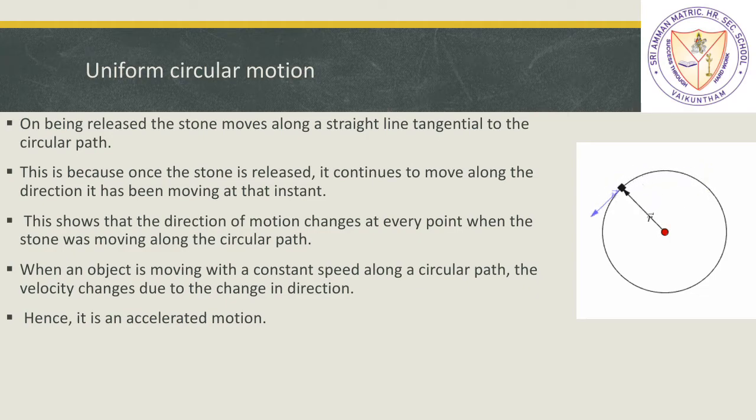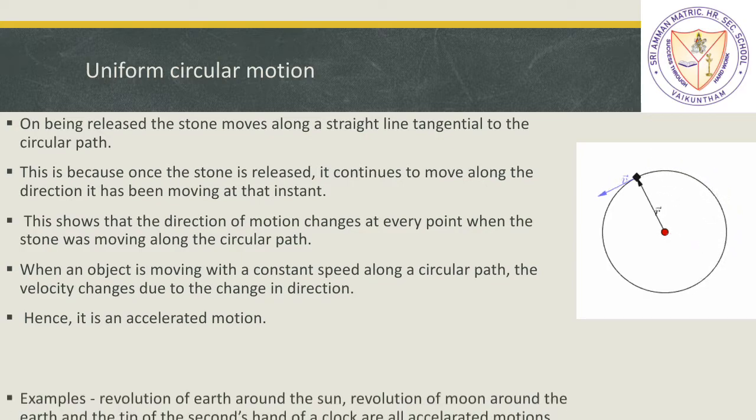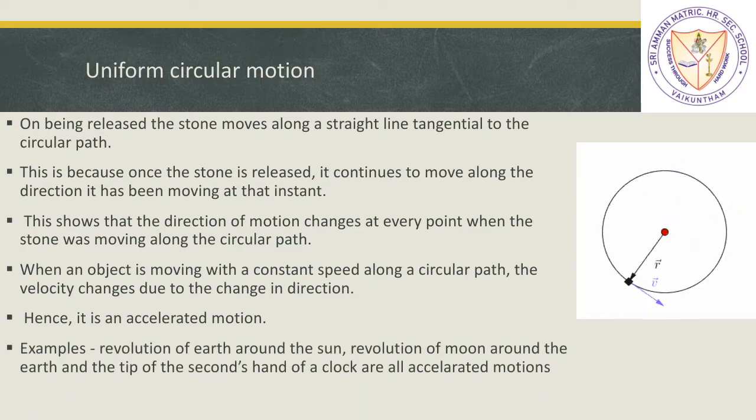So when there is a change in velocity, such motion is called accelerated motion. This kind of accelerated motion can be observed in many situations, like the revolution of the earth around the sun, the revolution of the moon around the earth, and the tip of the seconds hand of the clock. These are all accelerated motions.